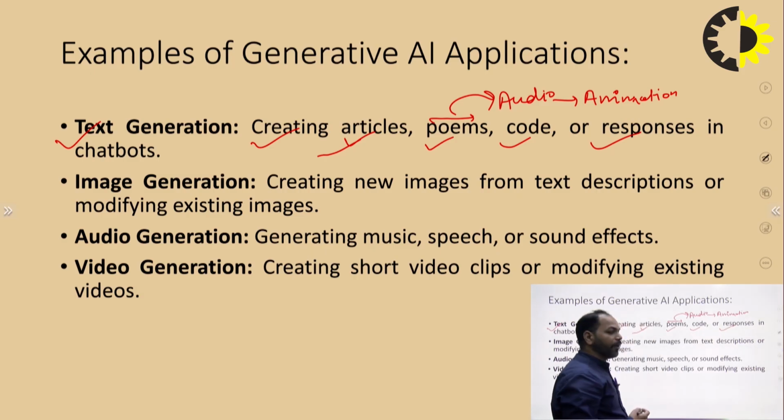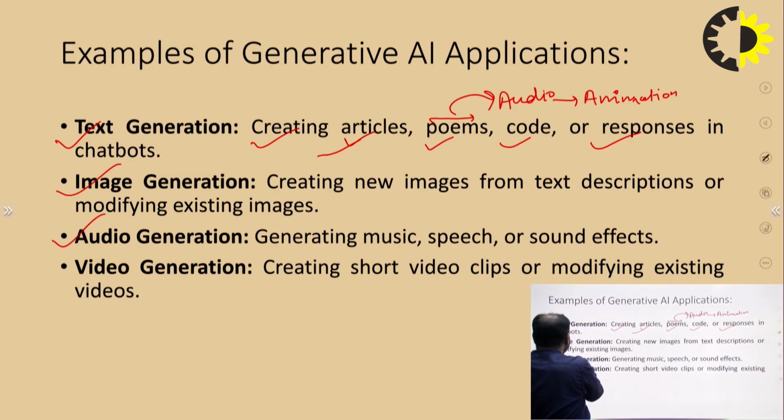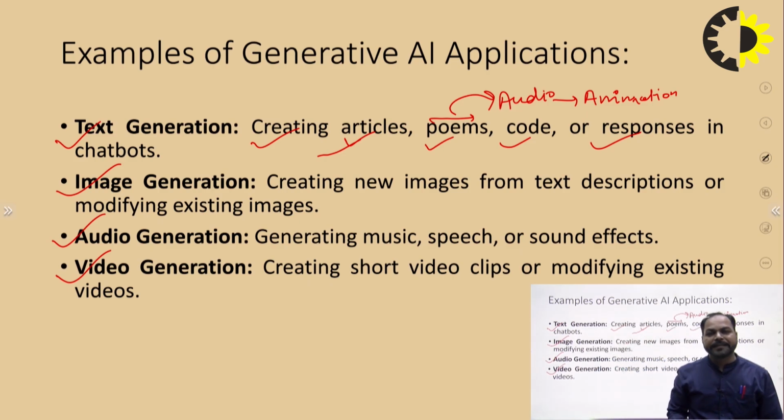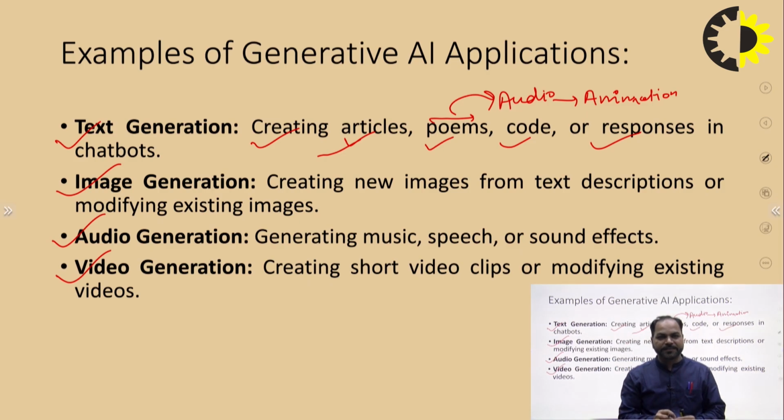We also work on image generation, audio generation, and video generation. If we are talking about image generation, then we create a new image on the basis of a few descriptions, or we can modify any existing image with the help of generative AI. And there are a lot of images floating around on social media platforms that are generated with the help of generative AI tools.